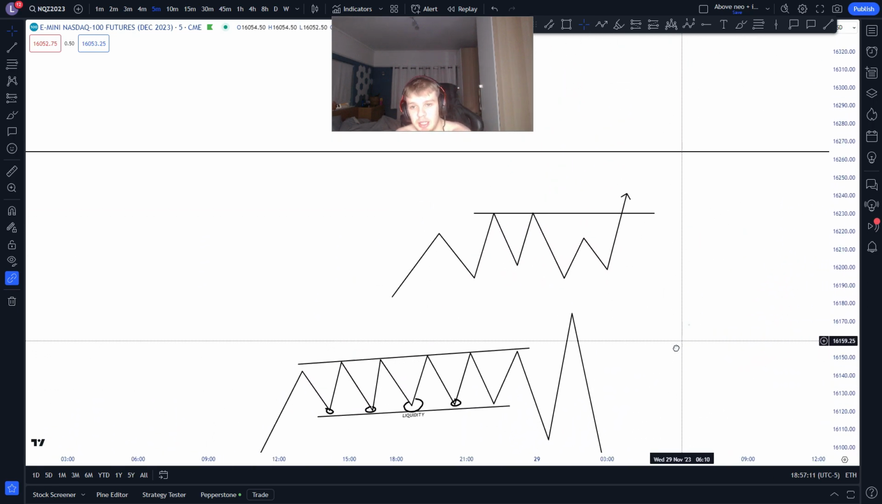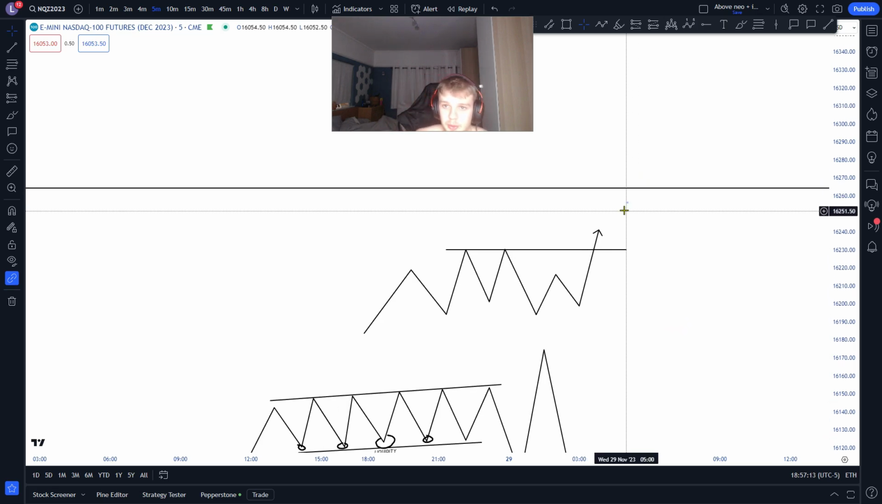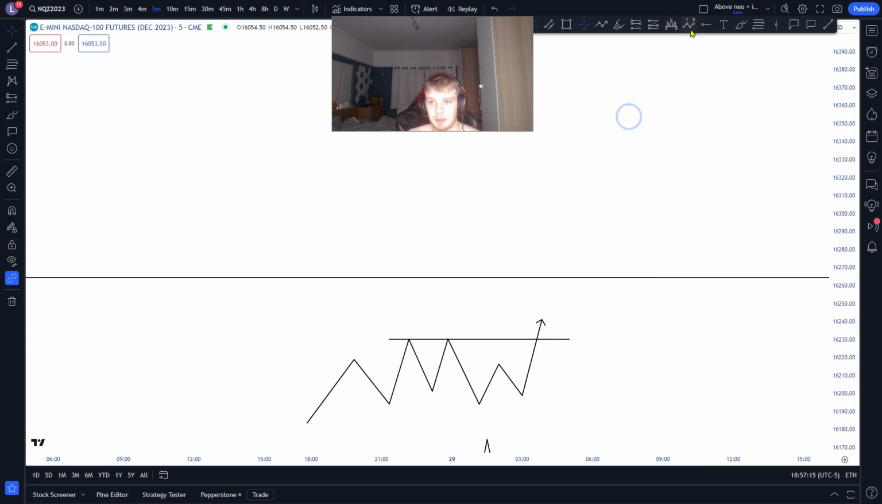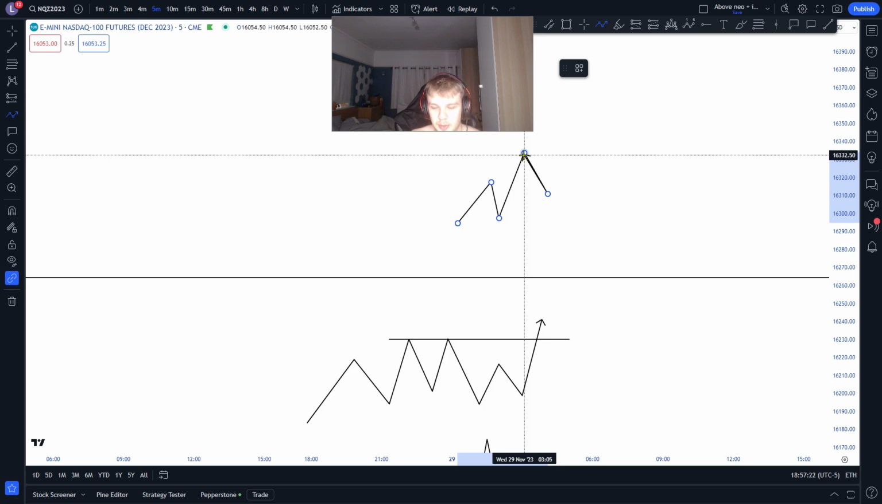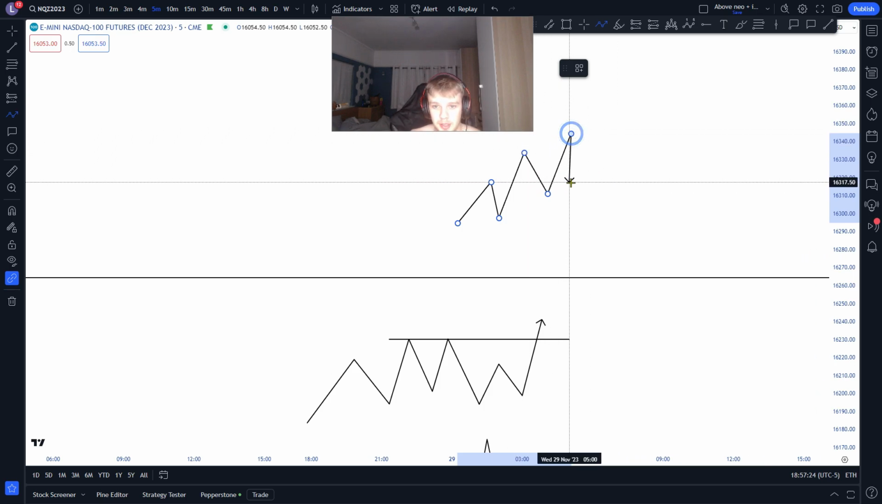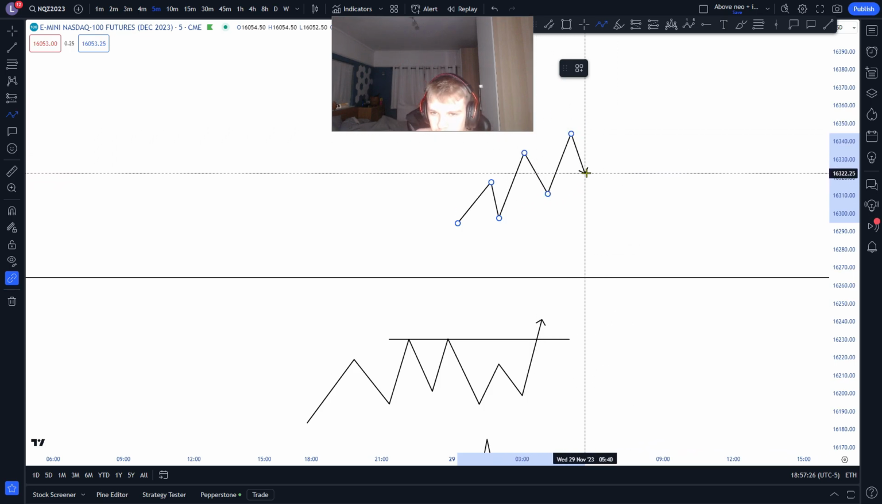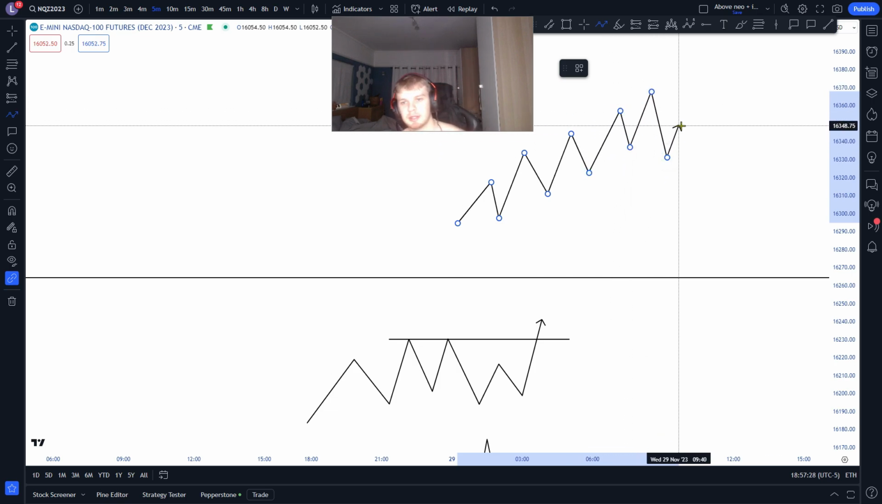And then obviously our final piece of liquidity is just swing highs and swing lows. So if we get normal price action and then we have the swing high, that would be liquidity right there, that would be buy side, and then we have this swing low, so that would be sell side liquidity.